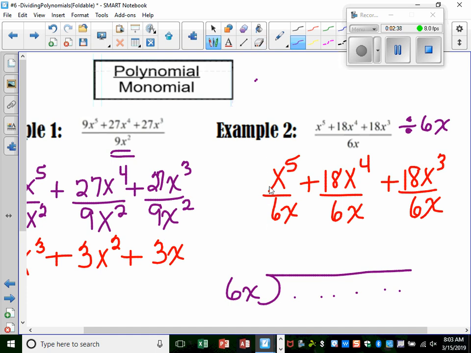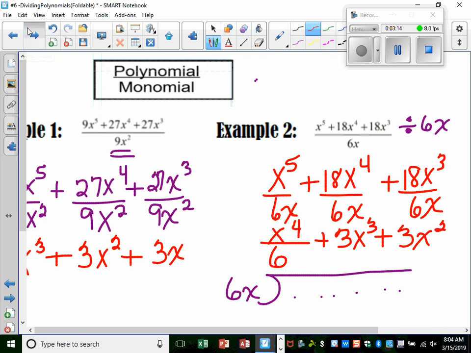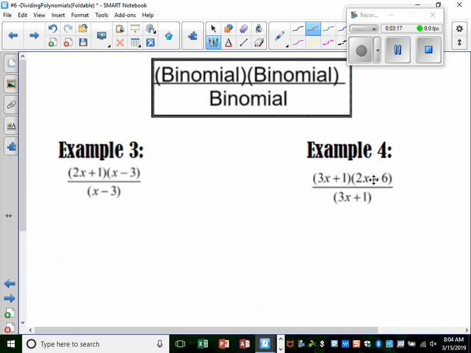So now when we actually divide, we're only subtracting the exponents because we're not reducing the 6 with anything. So the 6 will stay where it is. And when we subtract these, we get 5 minus 1, which is 4. Okay, then 18 divided by 6 is what? 3. Subtract, you get x to the 3rd. 18 divided by 6 is 3. Subtract your exponents, you get x to the 2nd.